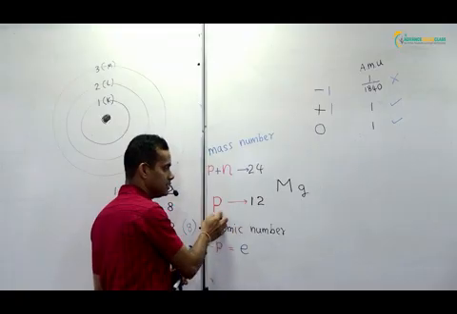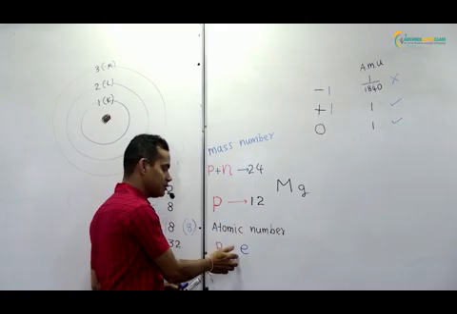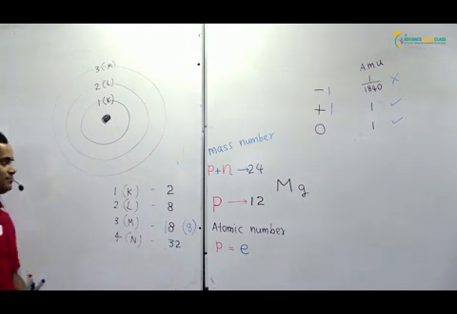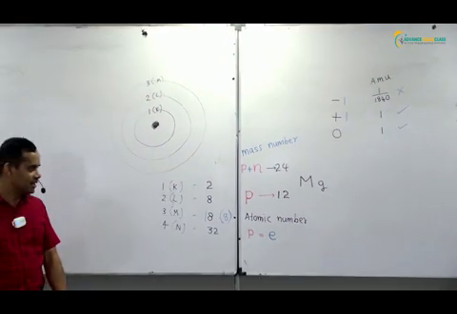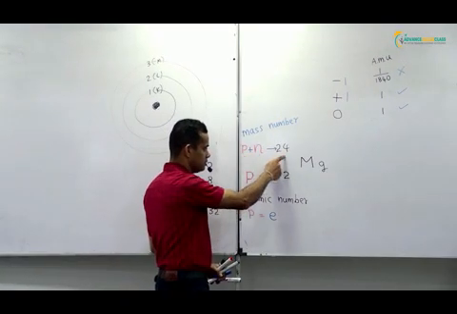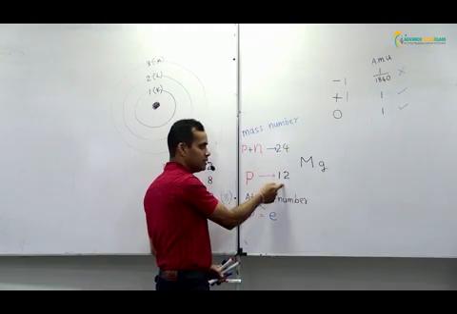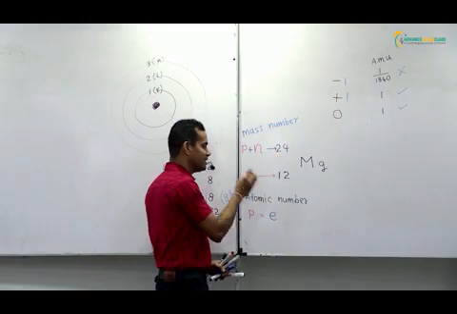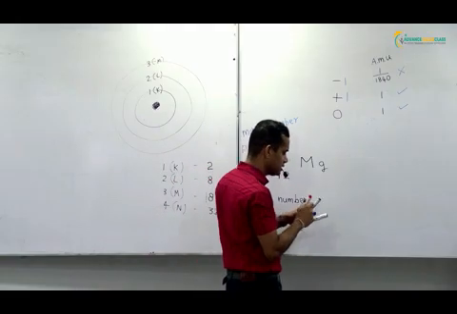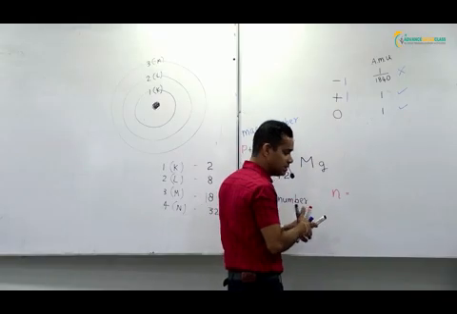This is called the atomic number, it is P. So if you need protons, look at this, get this number. If you need electrons, look at this, get this number. If you need neutrons, tell me how many neutrons are here. How many neutrons are there? When you add protons and neutrons, you get 24. Only protons are 12. How many neutrons are there then? 24 minus 12. That means neutrons come when you subtract the atomic number from the mass number. Got it?